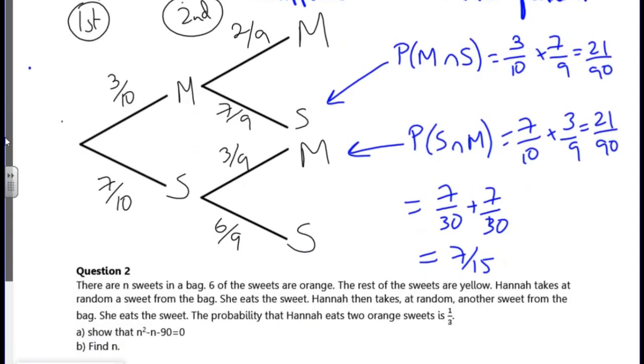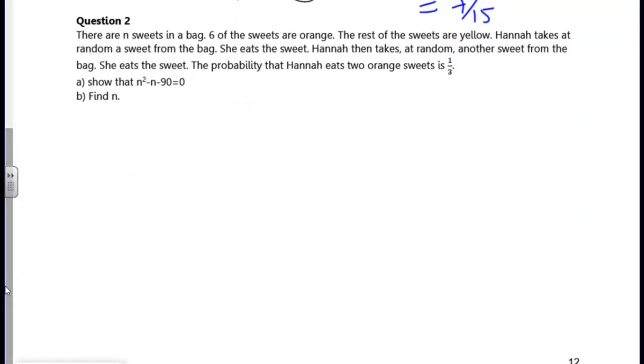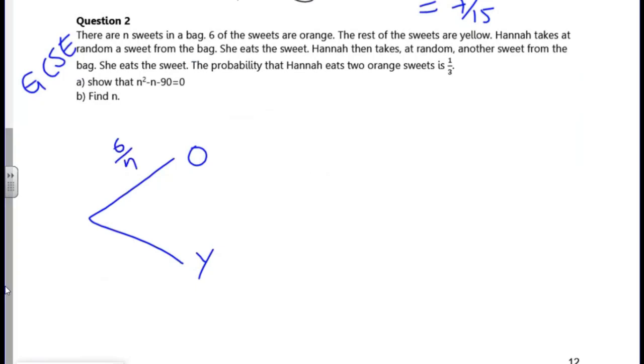Let's have a look at the next one. So this is the dreaded GCSE question, the one which the paper said nobody could possibly do. So let's have a look then. It says there are n sweets in a bag. 6 of the sweets are orange. The rest of them are yellow. So I've got 6 orange out of n, and then I've got the rest of them, so that'll be n minus 6 out of n.